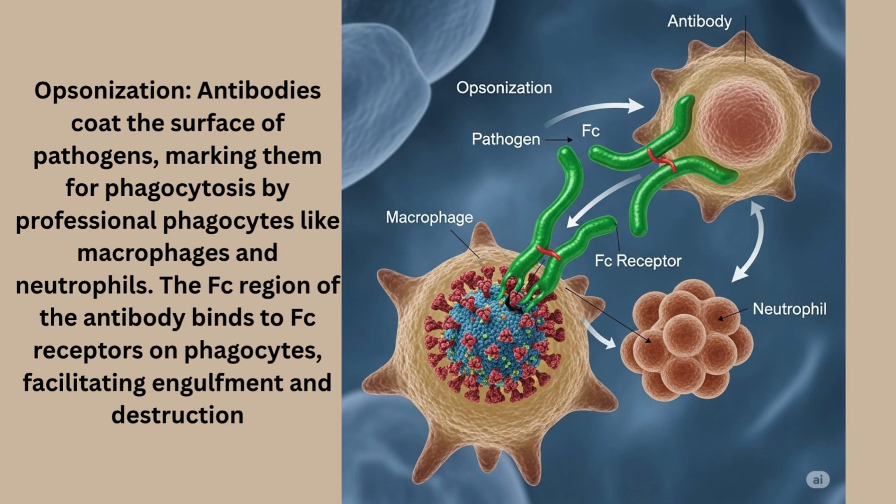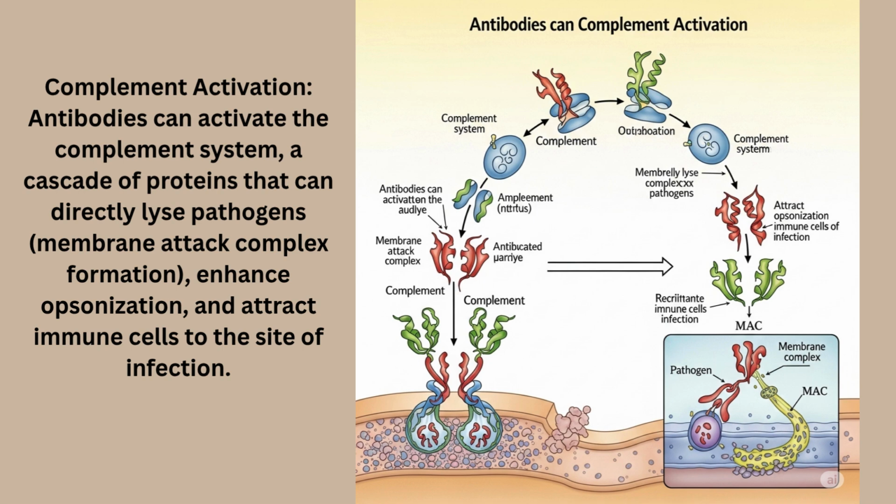Opsonization. Antibodies coat the surface of pathogens, marking them for phagocytosis by professional phagocytes like macrophages and neutrophils. The Fc region of the antibody binds to Fc receptors on phagocytes, facilitating engulfment and destruction. Complement activation. Antibodies can activate the complement system, a cascade of proteins that can directly lyse pathogens, membrane attack complex formation, enhance opsonization, and attract immune cells to the site of infection.